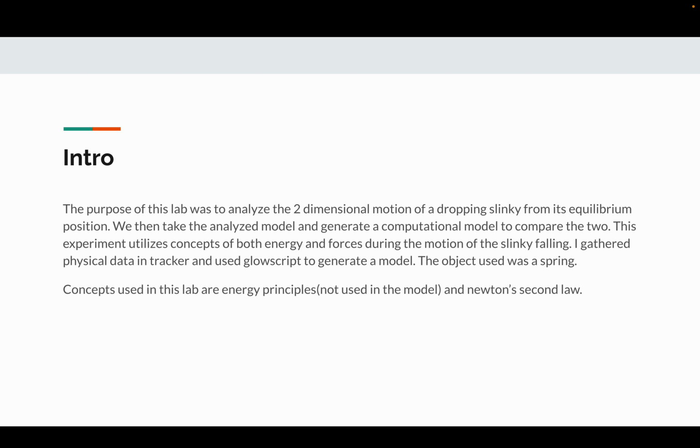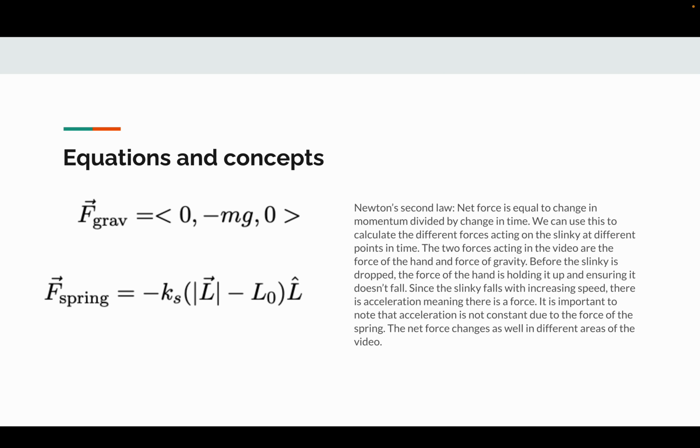I gathered the physical data in Tracker and used GlowScript to generate a model. The object uses a spring. Again, the concepts used in this lab are energy principles, which are not used in the model, and Newton's second law. Here are some equations and concepts. Newton's second law states that net force is equal to change in momentum divided by change in time. And here we have the two forces in the system, force of gravity and force of the spring.